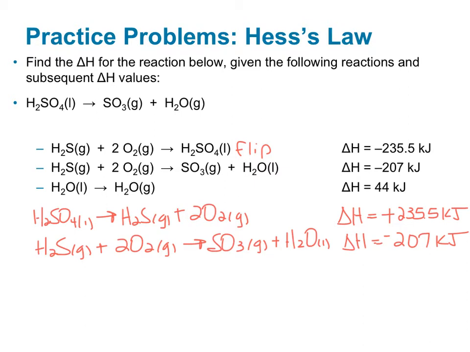So you can see here I wrote the second equation in the exact same way it was written originally and left the delta H exactly the same. The third equation is a change in water, liquid water, to gaseous water. If you notice here in my target equation, water is a gas. In my second equation, water is a liquid, so that's not going to work. So I'm going to need the water as a gas in my third equation on the product side.